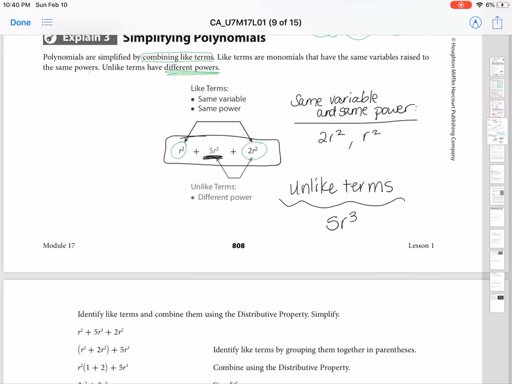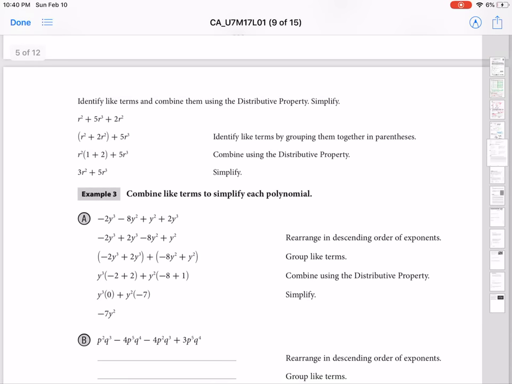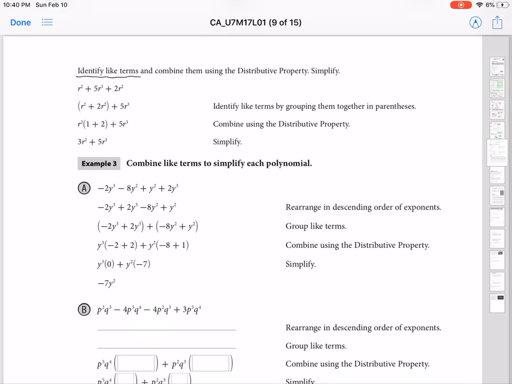And so continuing on, go ahead and take notes with me. Identify like terms and combine them using distributive property, and then simplify. So r squared, 5r cubed, and 2r squared. So the terms that I've underlined are the same, and then I circled the one that is unlike, or an unlike term. And so what the book is asking us to do is identify like terms by grouping them together in parentheses. And so we put both of these terms in parentheses, and our 5r cubed is the Lone Ranger on the outside.